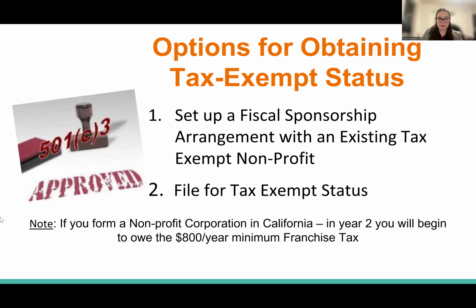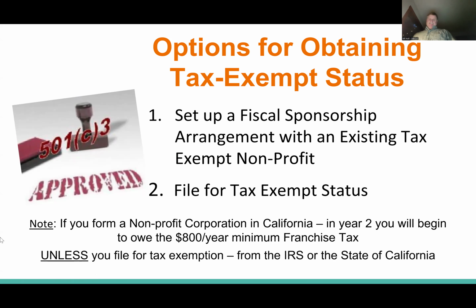In California, every corporation, nonprofit or for-profit, that does not have its own tax exempt status will need to be paying $800 a year in franchise tax beginning in its second year of existence. So if you were to incorporate your nonprofit corporation in California this year, starting next year you will need to start paying the $800 per year franchise tax, unless you file for your own tax exemption with the IRS and then with the state of California.